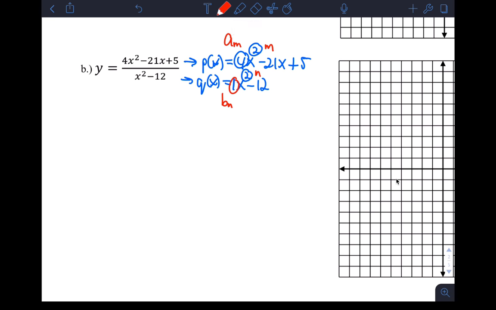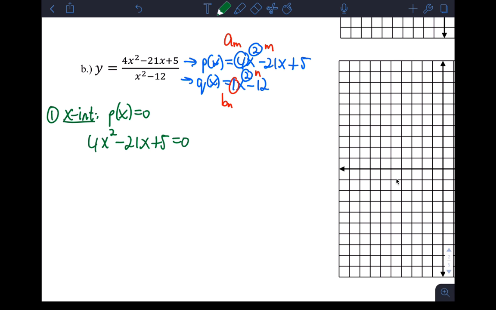So I'm going to just go ahead and solve this using the same three steps, actually four steps we had before. So number one, find the x-intercepts. When I find the x-intercepts, you take the numerator function, p of x, you set it equal to 0, and you solve it. So you get 4x squared minus 21x plus 5, set it equal to 0, and solve it.